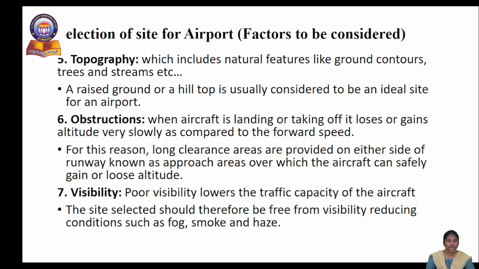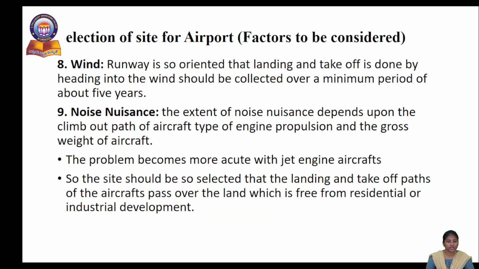Visibility. Poor visibility lowers the traffic capacity of the airport. So the site which you are going to select for airport construction must have very clear weather conditions. Next, wind. Wind is the main factor which you need to consider for airport construction. The runway is always oriented in the direction opposite to the wind, because there must be a force which helps stop the aeroplane while it is landing on the runway, so that it can easily stop at the desired point.